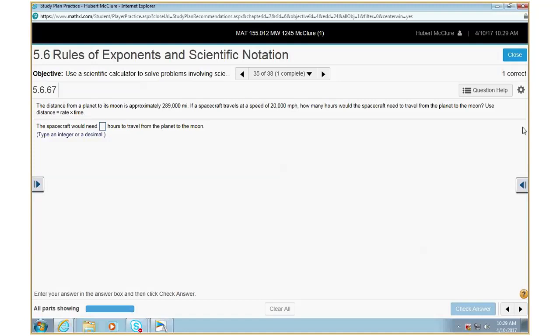The distance from a planet to its moon is approximately 289,000 miles. Draw a picture if you need to. If a spacecraft travels at 20,000 miles per hour, how many hours would the spacecraft need to travel from the planet to the moon? Now, you can do this same type problem with going from Anderson to Greenville, and you're driving 65 miles an hour, or you're driving 60 miles an hour, and it's 60 miles to Greenville. How long will it take you if you're traveling 60 miles an hour?